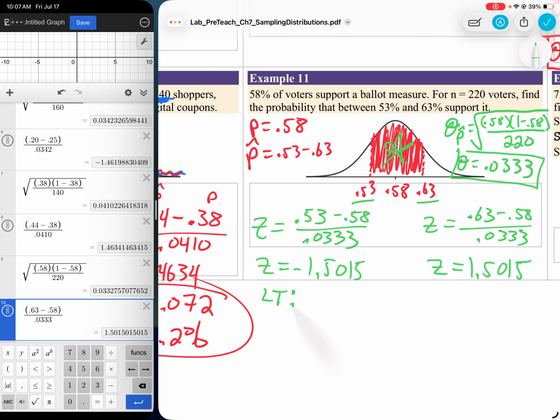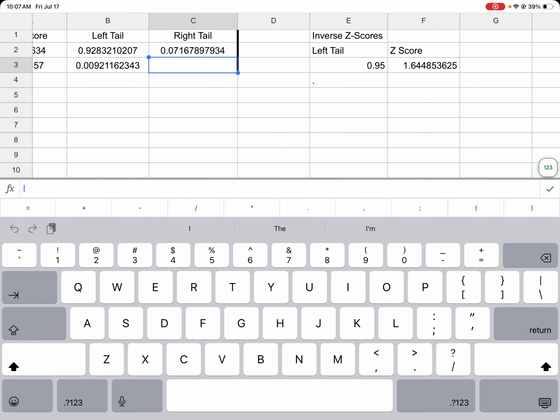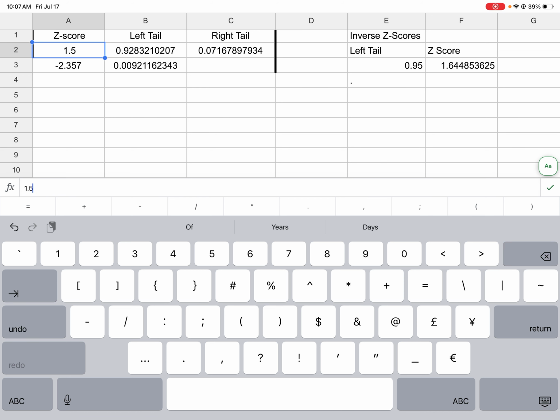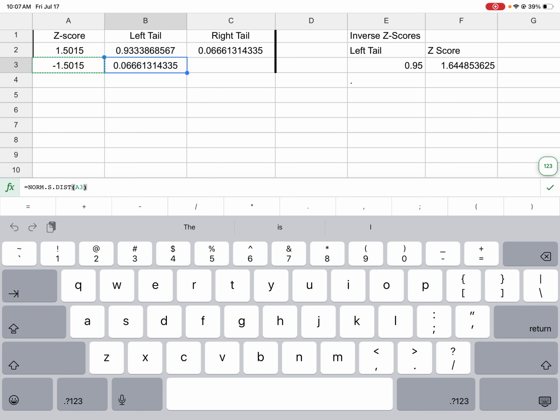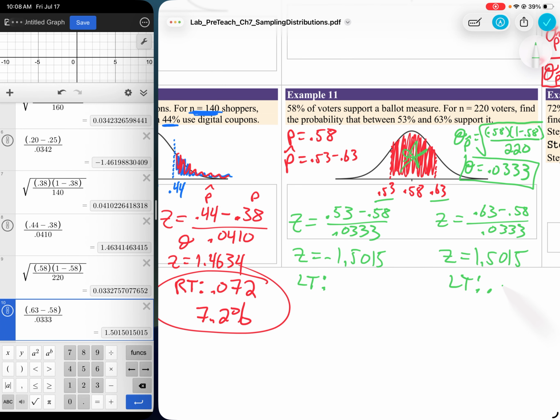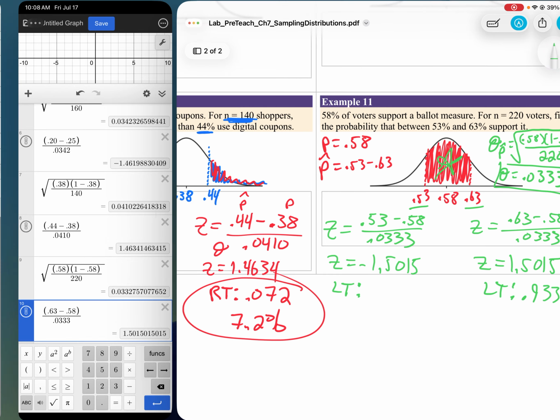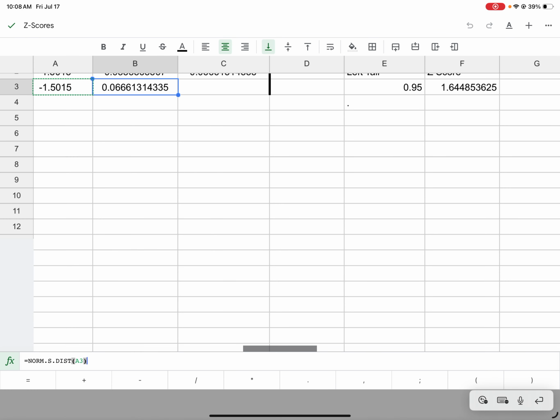So now, in order to find my between probability, I need to find both left tails and subtract them. So 1.5015, and then negative 1.5015. All right, so that one automatically updated, and so did this one, because I already had it programmed to automatically update when I change the z-score. So I need to jot down both of those left tails: 0.9334 and 0.0666.